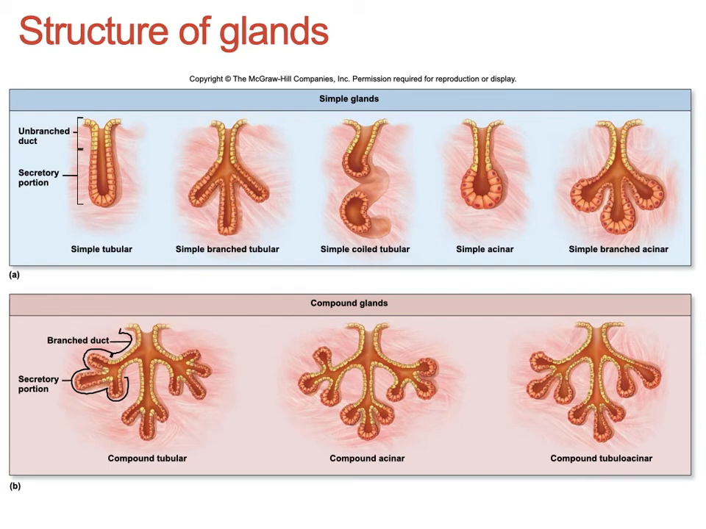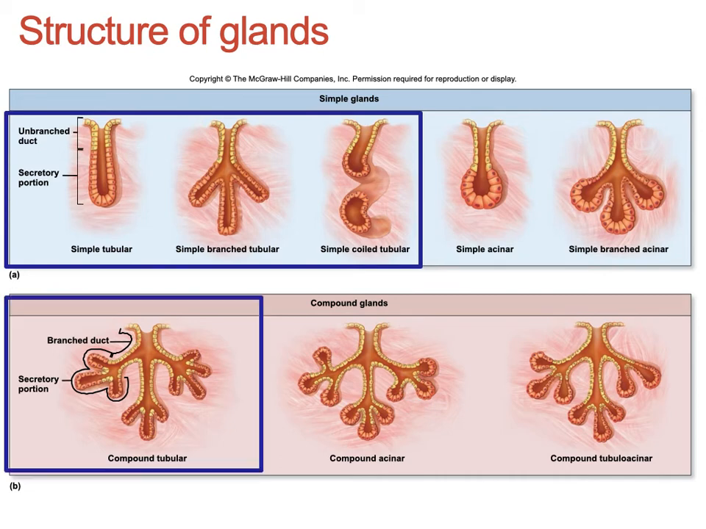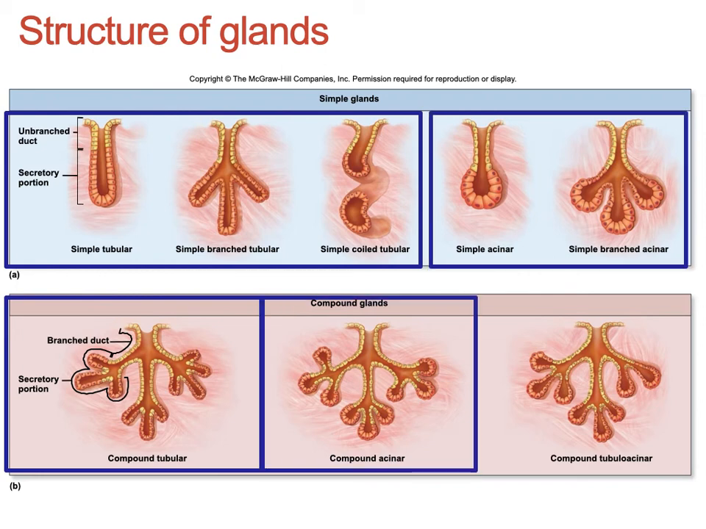Within these categories, the glands can be then described as either tubular or acinar. So a tubular gland looks like a tube. You can have a simple tubular and a compound tubular. An acinar gland has a rounded or grape-like area where the secretory cells are located. And you can again have simple or compound acinar glands. And then some glands kind of resemble both, and those are going to be called tubuloacinar.